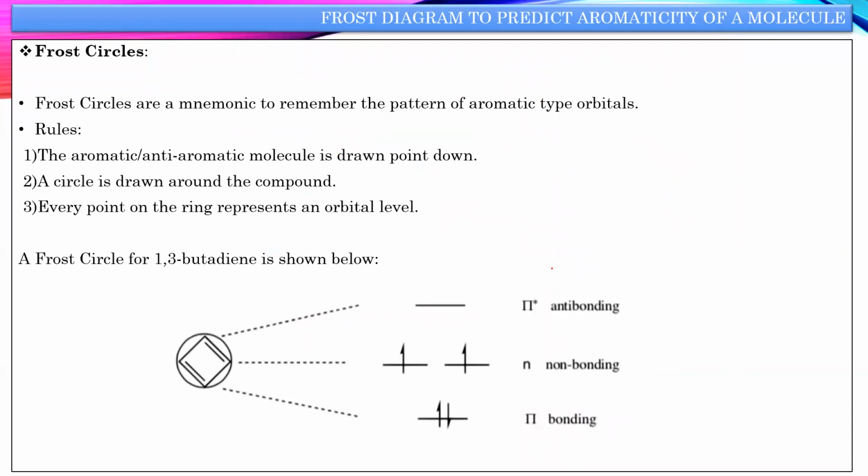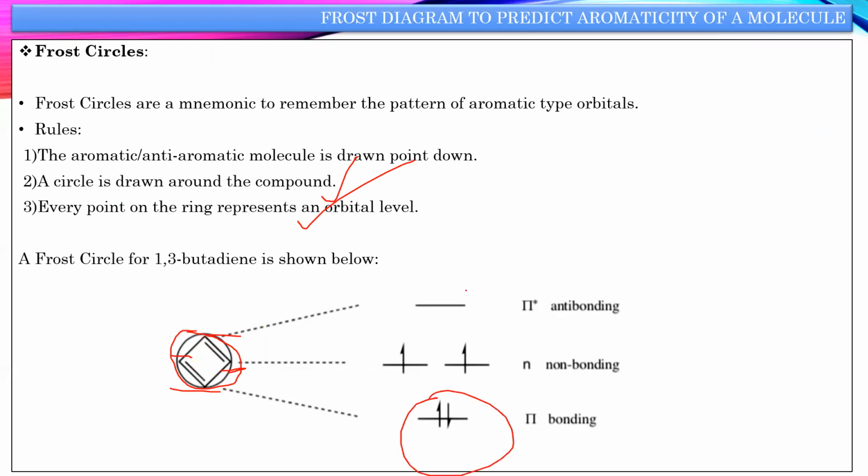Without understanding this method, just keep in mind the Frost circles for the different compounds. First, the basic rules are followed. First, a circle is drawn around the compound. Every point where the ring touches represents an orbital level. Let's take 1,3-butadiene. Draw a circle around it. It touches at 4 points, 4 orbitals: 1, 2, 3, 4.